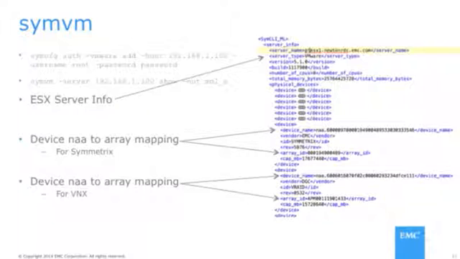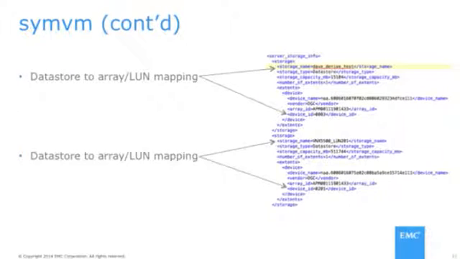So if we just kind of look through this, you see we get some ESX server basic information, right? We can see that this is an ESX 5.1. You get the build level, number of CPUs, amount of memory, the host name, that sort of thing. We get device NAA to array mapping information. So we can say that this NAA name corresponds to this array. Diving deeper into it, and this is, I think, probably the most useful bit of the output here, you can get data store to LUN mapping. Even if it has more than one extent for a data store, you can get the LUNs that are associated with those extents. And this happens to work on both Symmetrix VMAX and CLARiiON and VNX.